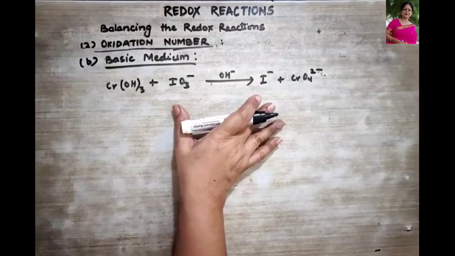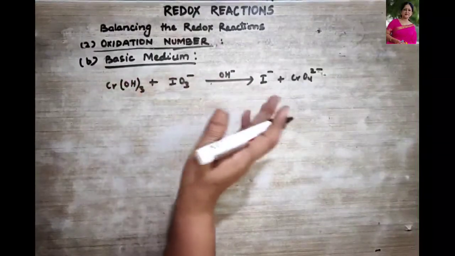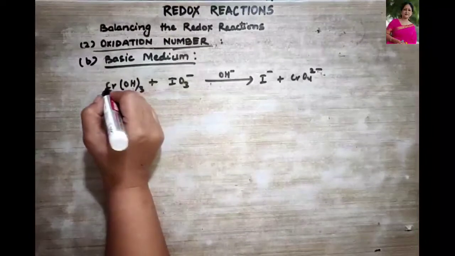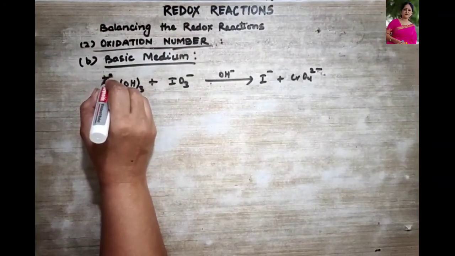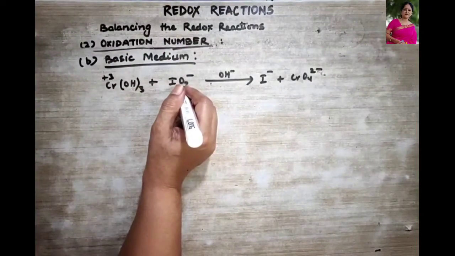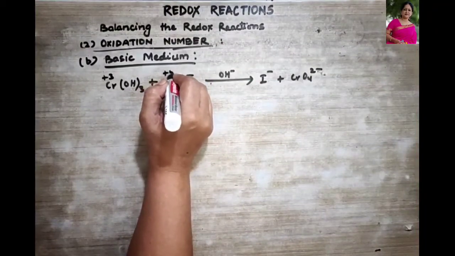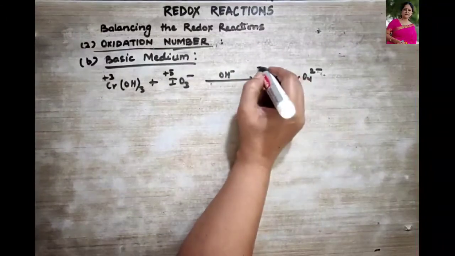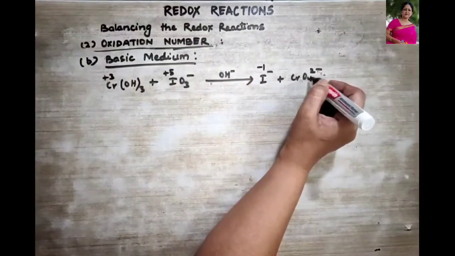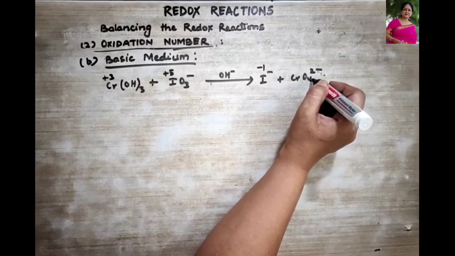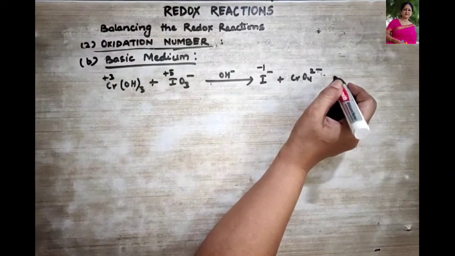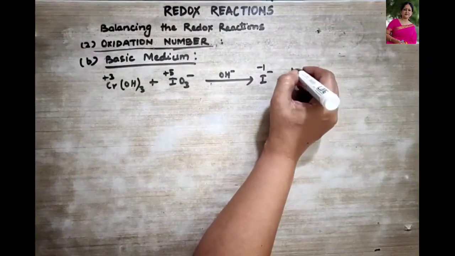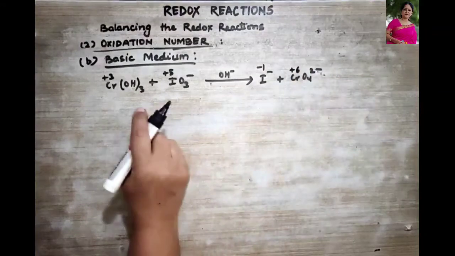Now what is the first step that we have to do? We have to assign the oxidation number to all the atoms over here. So let's see, for chromium this will be plus 3. For this iodine over here it is plus 5. For iodine over here it is already given minus 1. For chromium over here it will be how much? X plus 4 times minus 2 is equal to minus 2. So the chromium will come out to be plus 6.